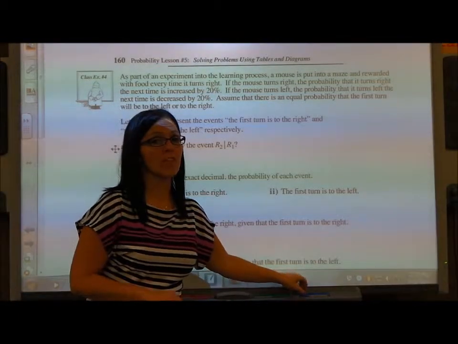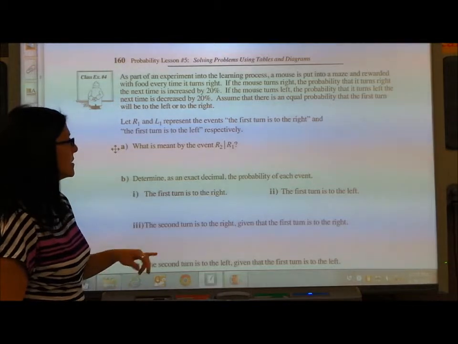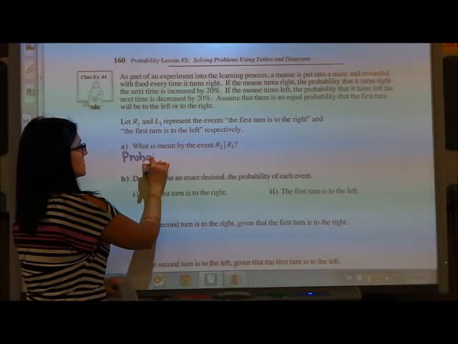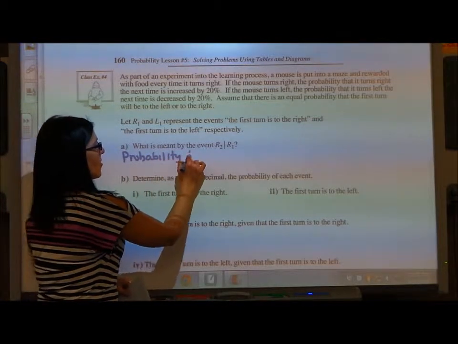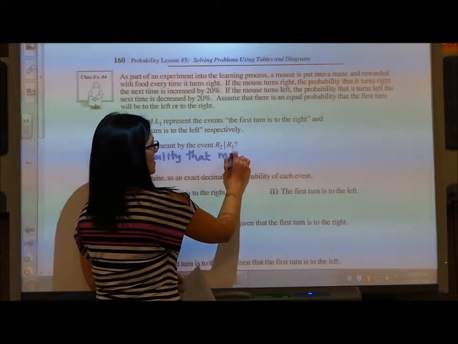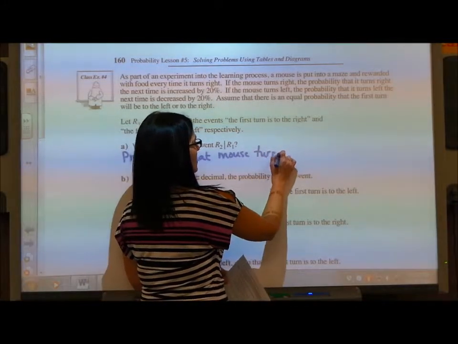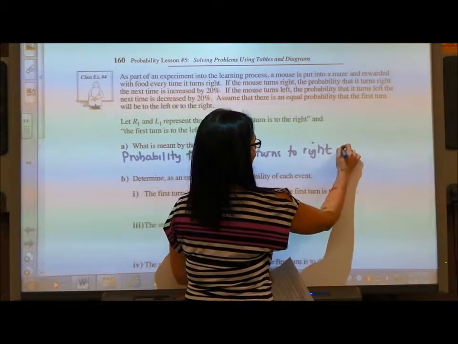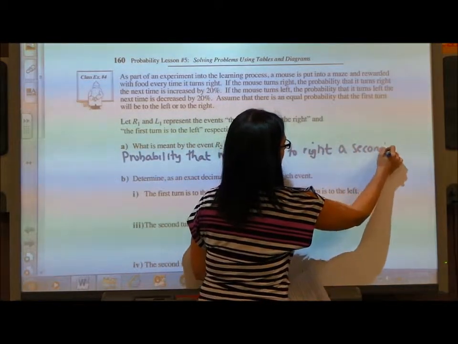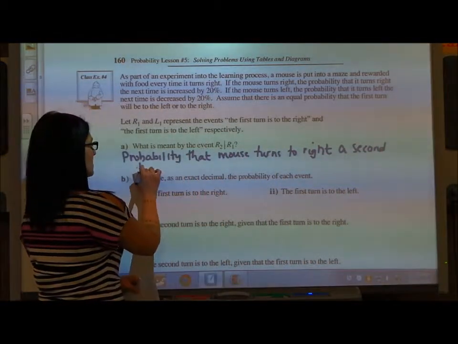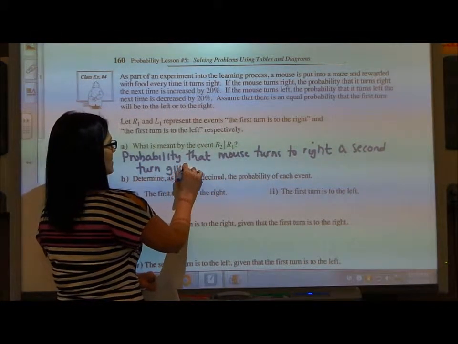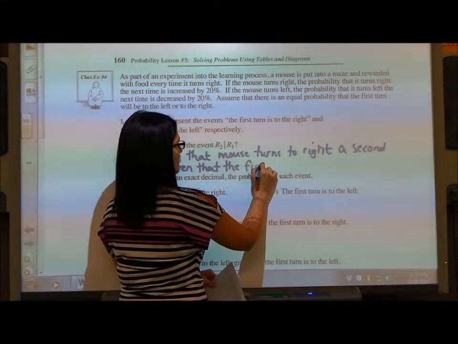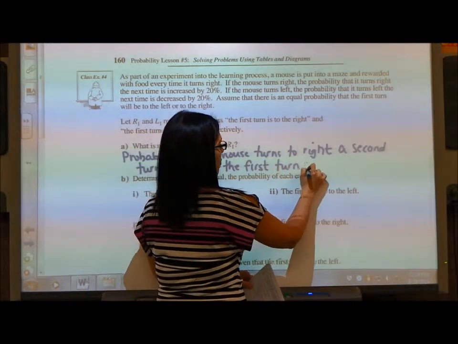What would be meant by the event R2 given R1? This would represent the probability that the mouse turns to the right a second turn, given that the first turn was to the right.